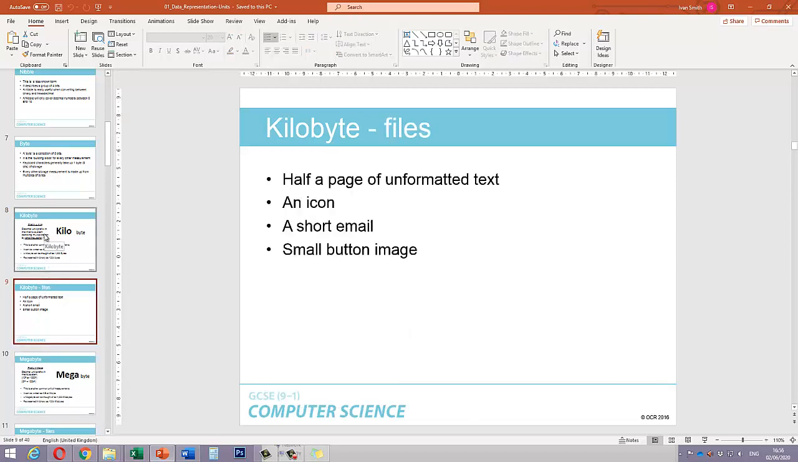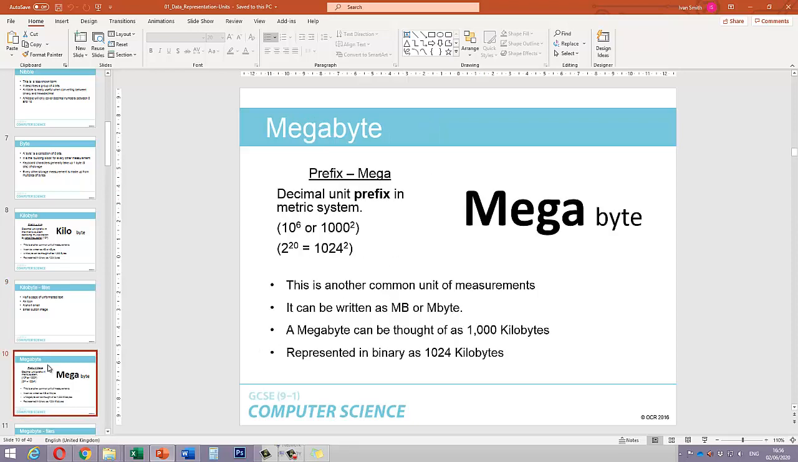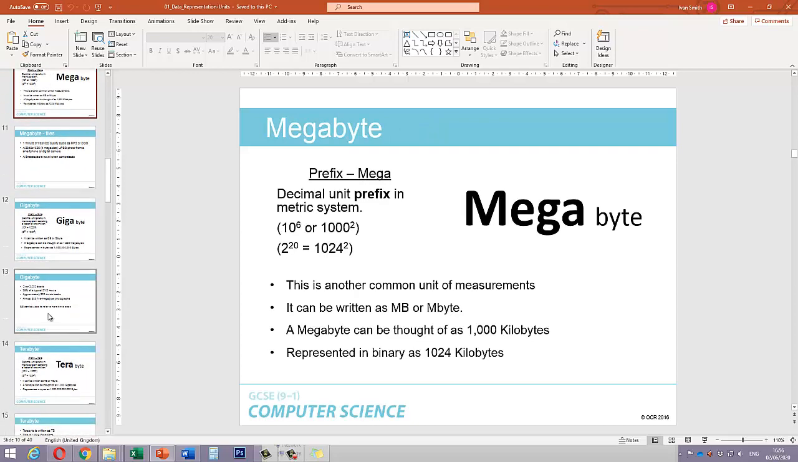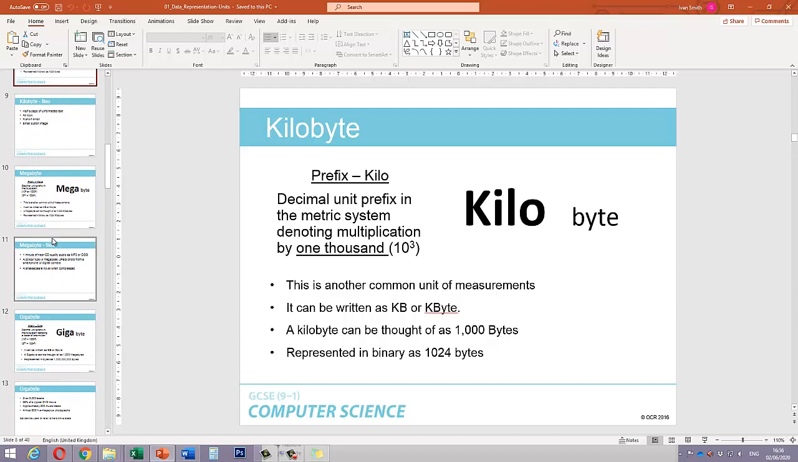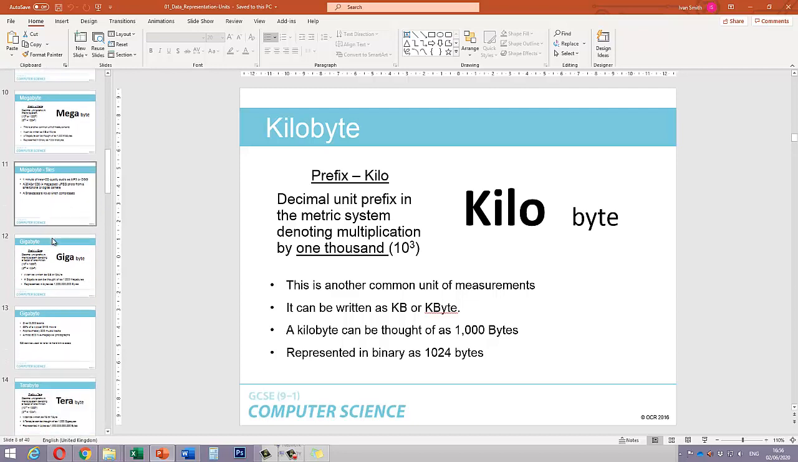Throughout the following slides, you'll see some examples of the type of files you could expect to see within each file size. Within a kilobyte, you would expect to see half a page of unformatted text, perhaps an icon, a short email, or a small button image like a thumbnail image. I'm going to leave you to go through the rest of these because it's pretty much the same process, and it should be self-explanatory by now.